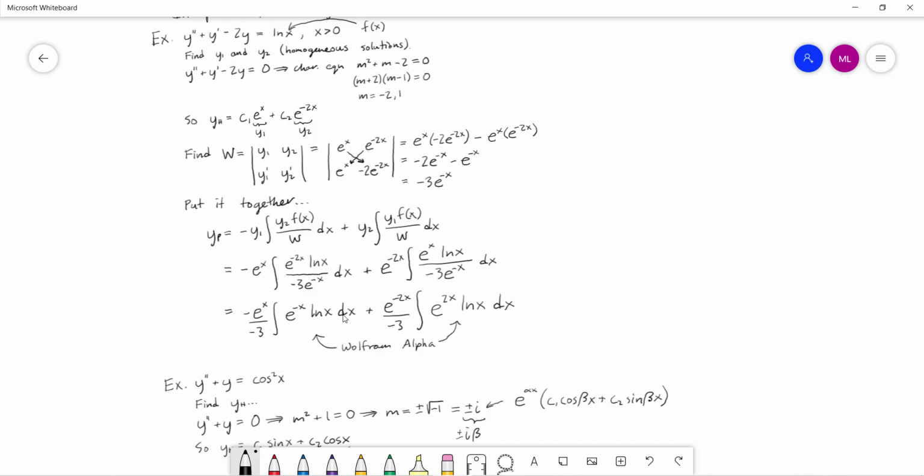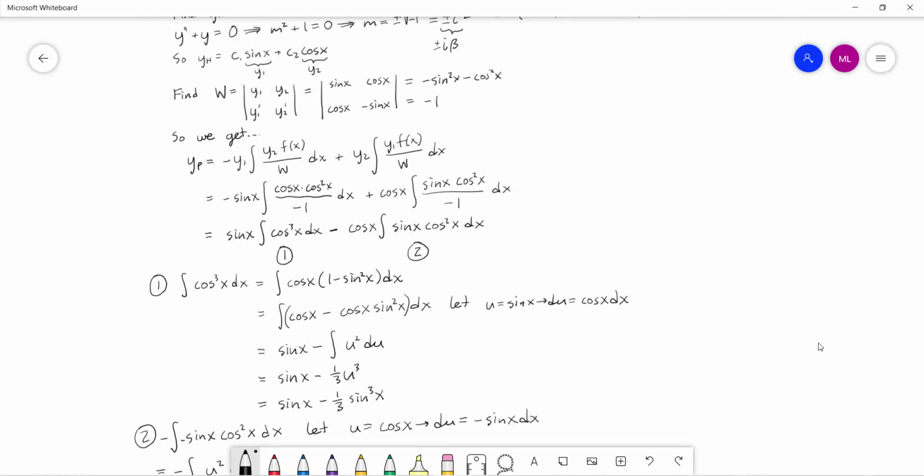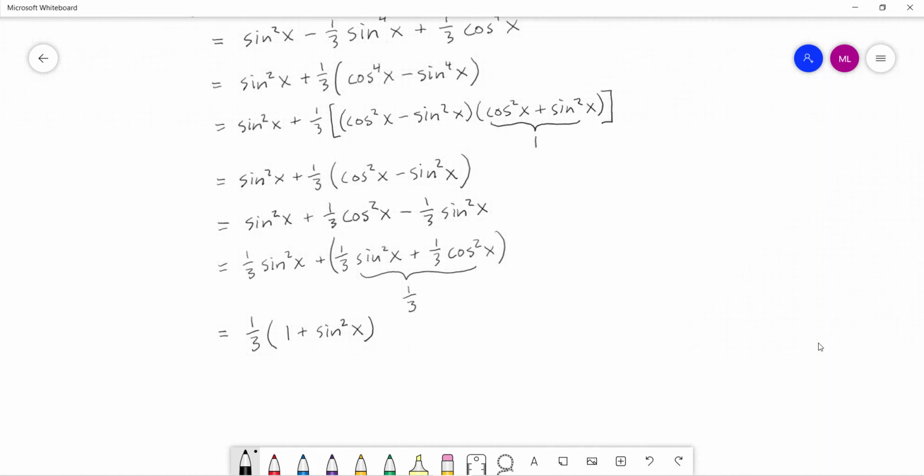Use it only as a backup. If your non-homogeneous part is a polynomial, a sine or a cosine, or an exponential, or any sum or product of those, use the method of undetermined coefficients. And only in the rare case that you wind up with something like this, a log of x, trig function to a higher power, then you have to use variation of parameters. And it's not always very much fun. So, good luck.